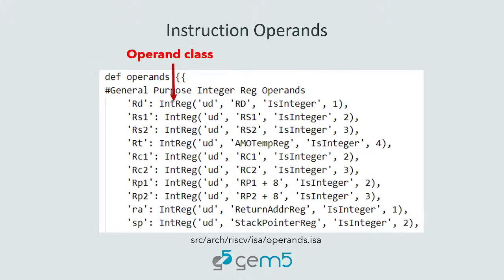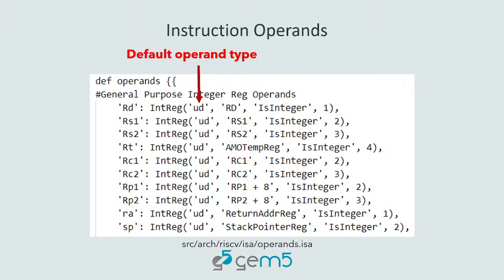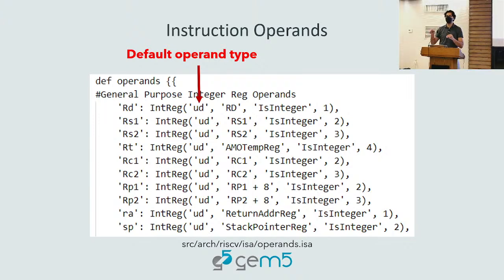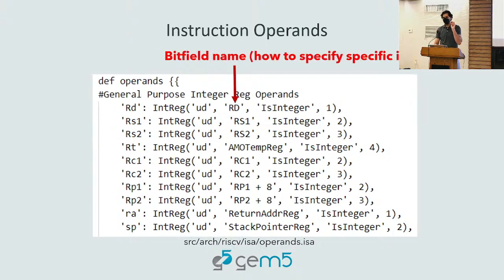The first one there is the class of the operand. The second one there is the default type of the operand. This type here is really equivalent to your C++ data type. And actually, in the next couple of slides, I think we have what exactly UD stands for.